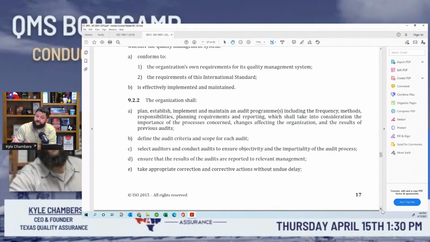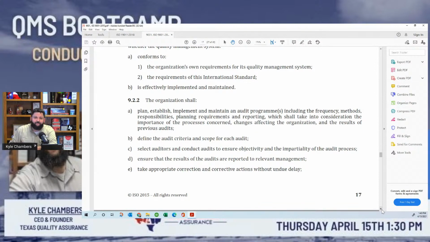The organization shall, now this is one of those words that if you see, it is not meant to sound formal. This is an absolute explicit requirement. No way in the world you can get around it. No exceptions, no funny business here. Shall plan, establish, implement, and maintain audit programs. Now, those are quite the grouping of words there.